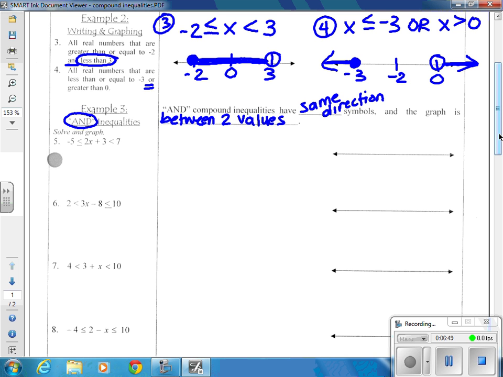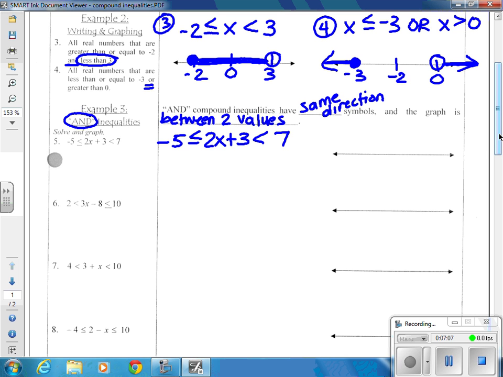Okay, so for number 5, when you go to solve these, you have to balance them a little different because there's a left side, a middle, and a right side. So what you do in the middle, you also have to do on the left and the right. It's like a threefold part, not just two. Okay, so we have -5 is less than or equal to 2x plus 3, which is less than 7.